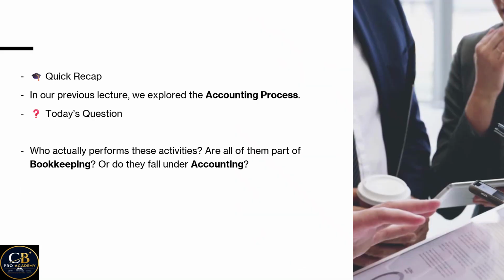Before starting, let's do a quick recap. In our previous lecture, we explored the accounting process. We learned that every business transaction passes through stages, and those stages are number 1, identification, number 2, recording, number 3, classification, number 4, summarization, number 5, preparation of financial statements, number 6, analysis and interpretation, and number 7 is communication. Today's question: who actually performs these activities?